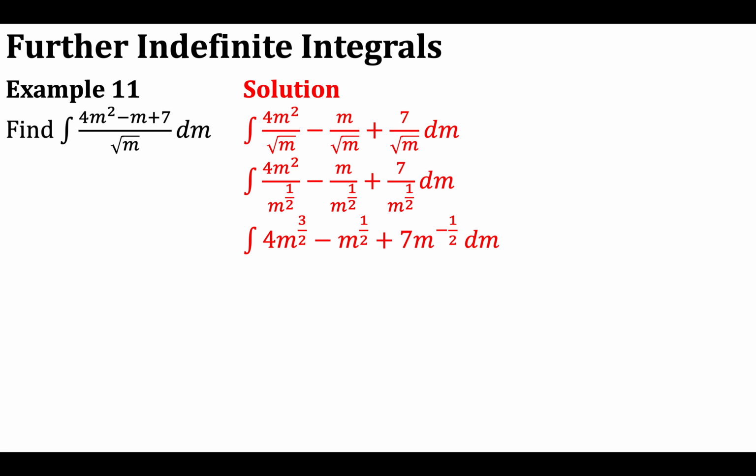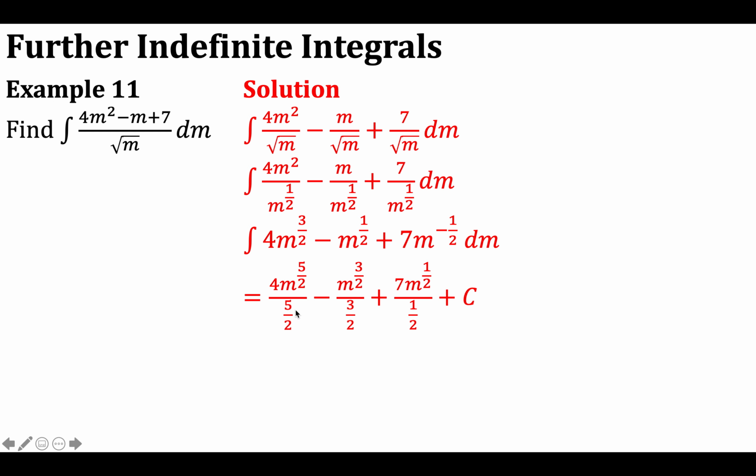We've prepared it for calculus, and when we integrate, remember we are adding 1 to the power and then dividing by that new power. So we get 4m to the 5 halves all over 5 halves, minus m to the power 3 over 2 all over 3 halves, plus 7m to the half all over a half, plus our constant of integration.